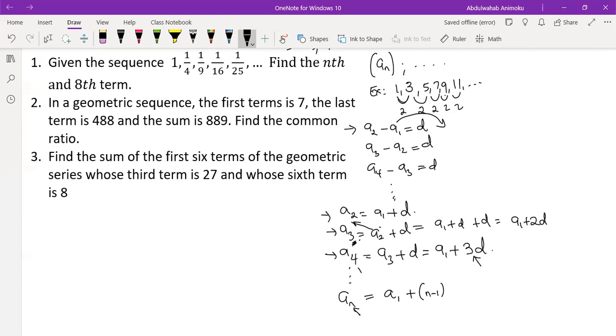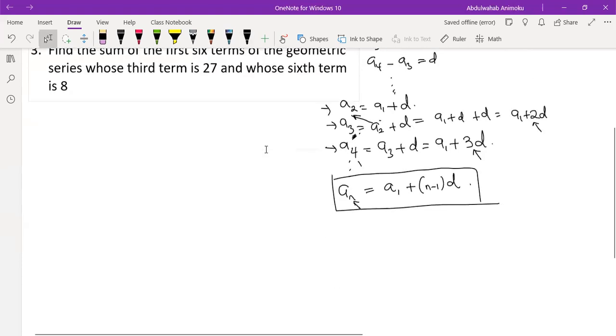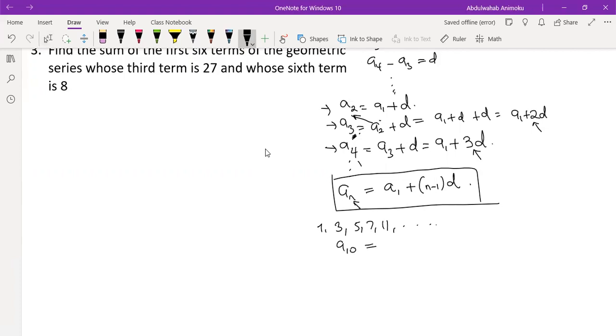3 is reduced by 1 here, and we have 2. So the same thing, n minus 1 d. And this gives us the general term of any arithmetic sequence. Now, what this means is, for example, the sequence that we're looking at, 1, 3, 5, 7, 11, and so on and so forth. Let's say I want to find the 10th term of this sequence, right?